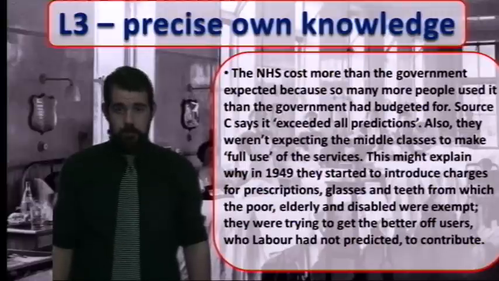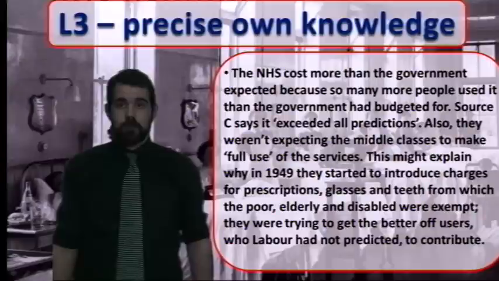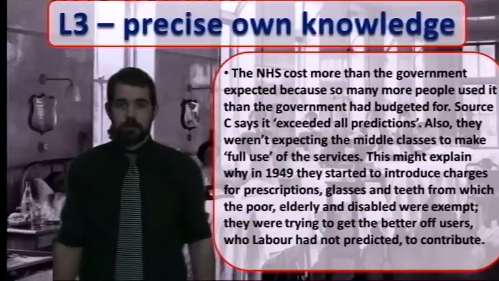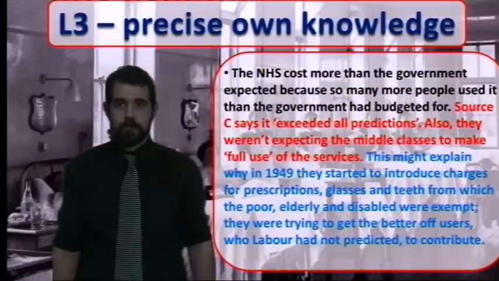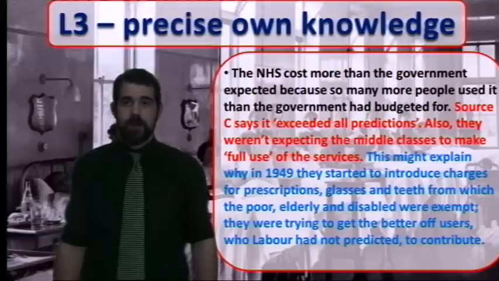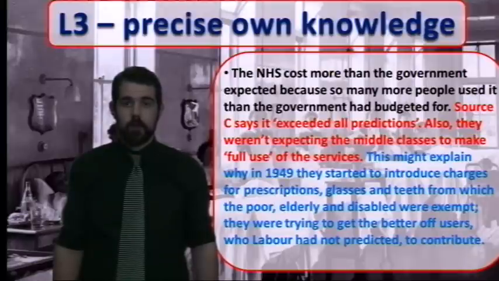So, you can see it's a lot longer for a start. The NHS cost more than the government expected because so many more people used it than the government had budgeted for. Source C says it exceeded all predictions. Also, they weren't expecting the middle classes to make full use of the services. Look at the support from the source. Then the own knowledge. This might explain why in 1949 they started to introduce the charges, etc. So, that's much better. And look at where the source is being used and look at where the own knowledge is being used. I've clearly explained the one point, many more people using it than they budgeted for, but I've supported that same point using the source and own knowledge.